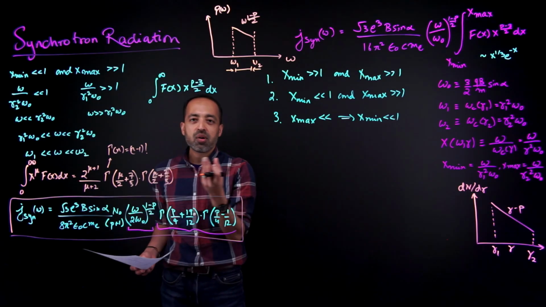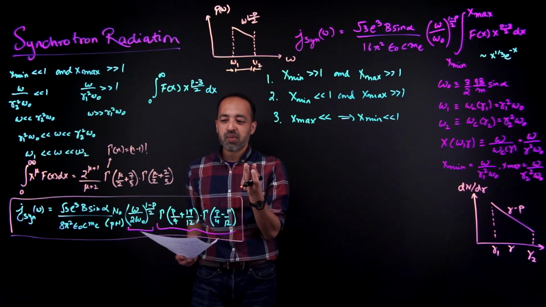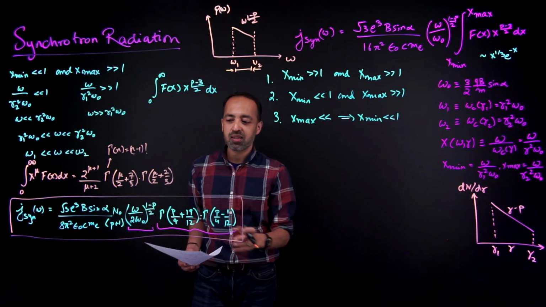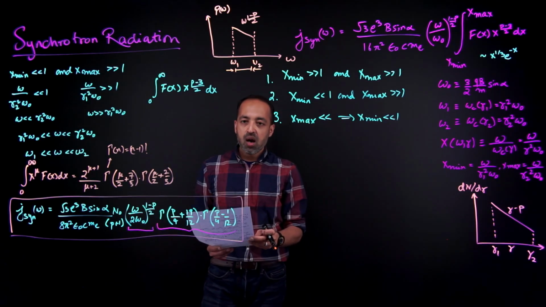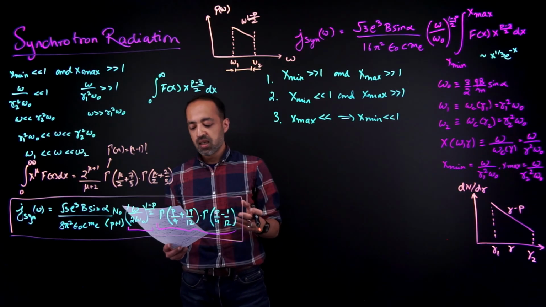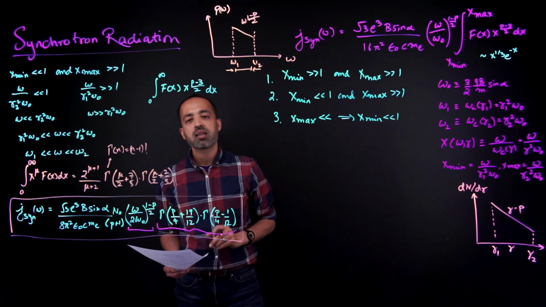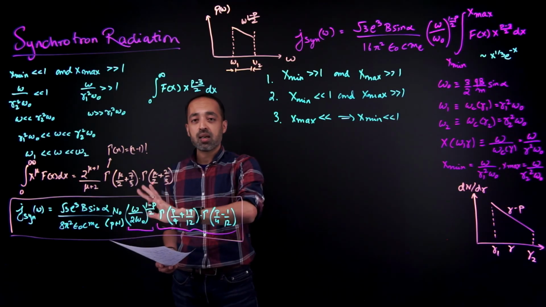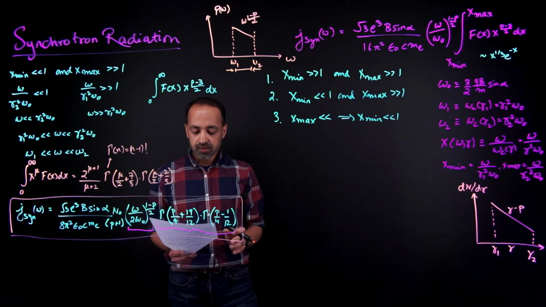But this is the amount of energy any volume of space containing n naught electrons produces as a function of frequency. If you want to know the emissivity, then we need to integrate this expression over all solid angles, because this is radiated into different solid angles.